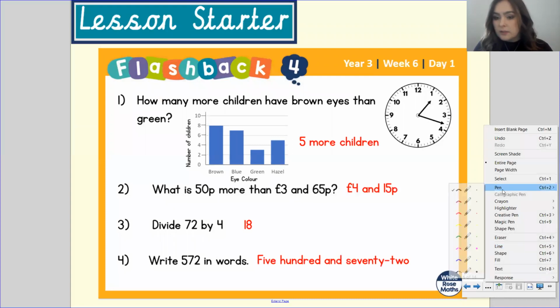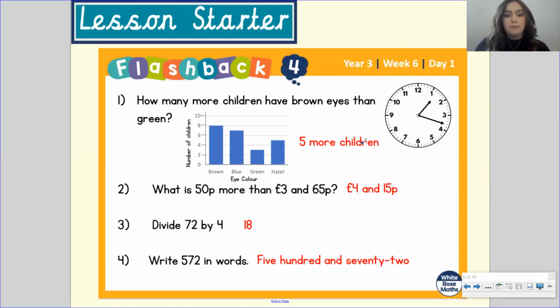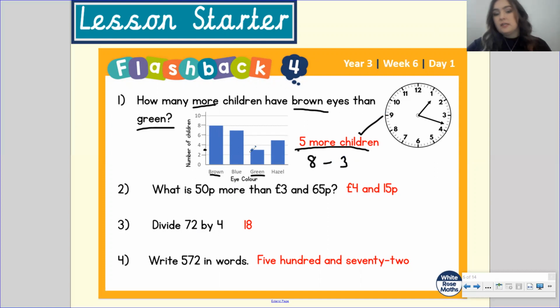Okay, let's go through the answers. So question number 1 says, how many more children have brown eyes than green? So we needed to find the brown and the green in the bar chart and then find the difference. So if we have a look for green, we can see that it's here, which means that it's probably about 3 children who have green eyes, and then brown, we've got 8. So you do 8 take away 3, which would give you 5. So 5 more children have brown eyes than green. Give yourself a tick if you got that correct.